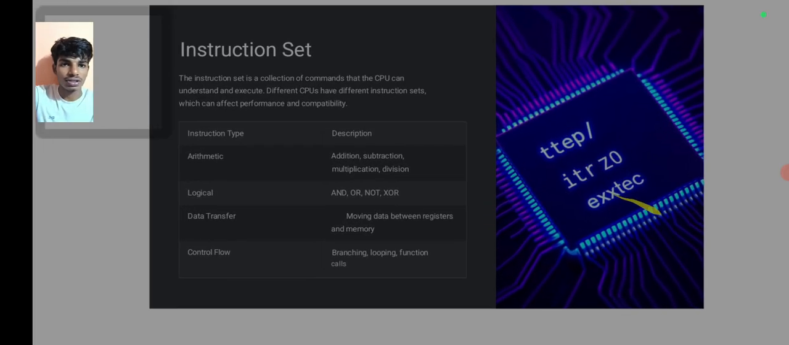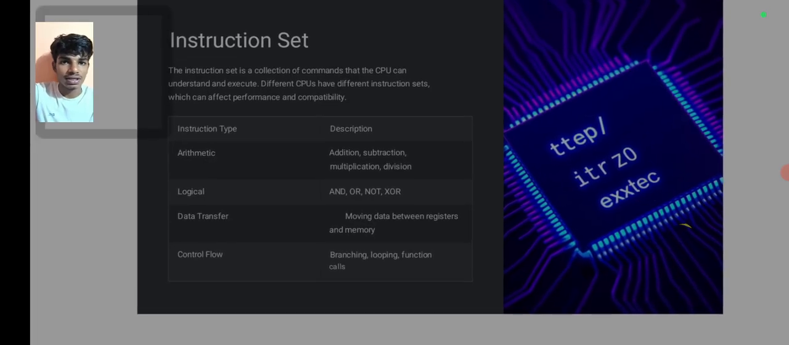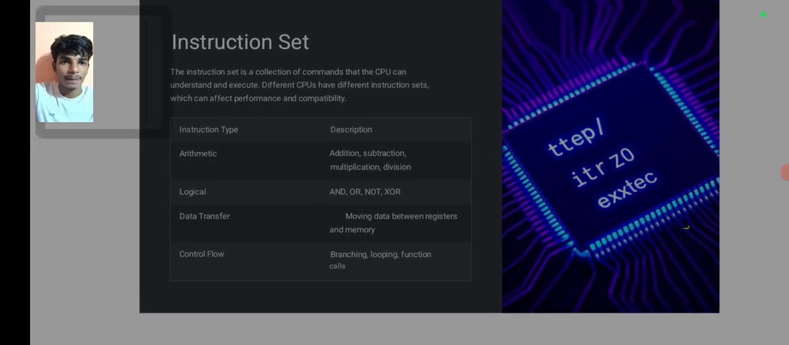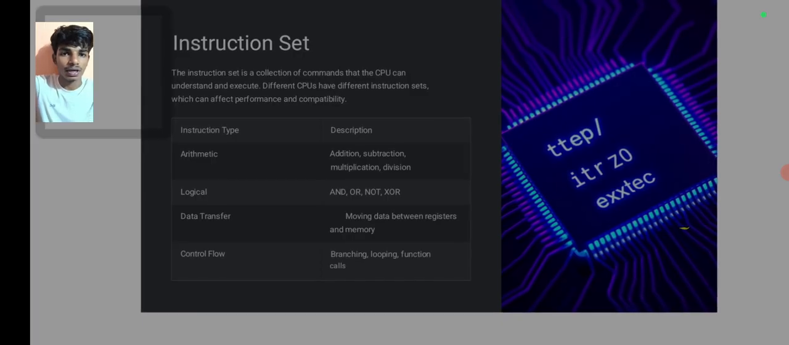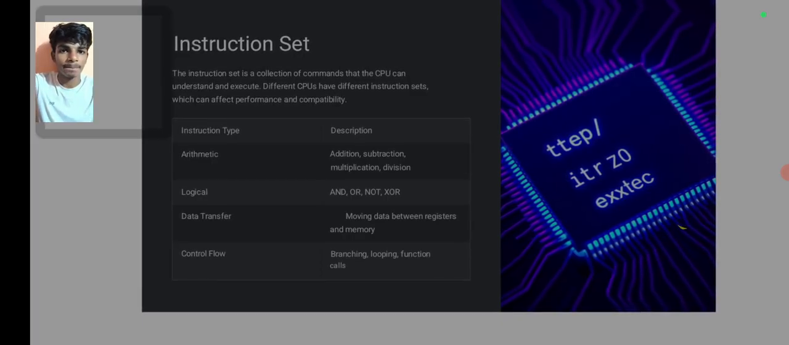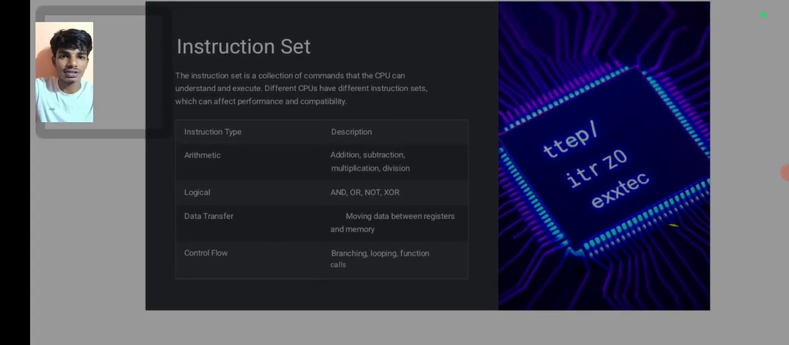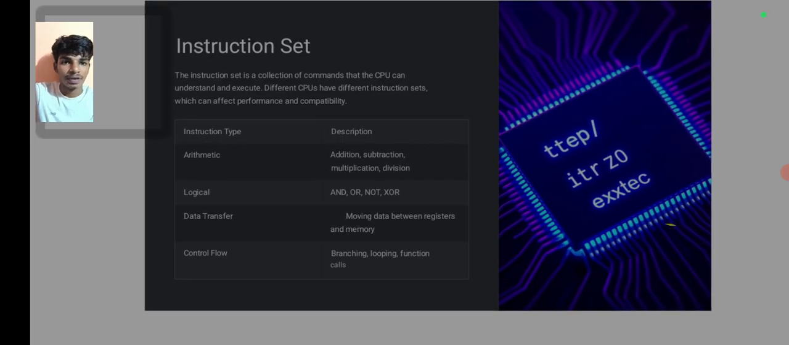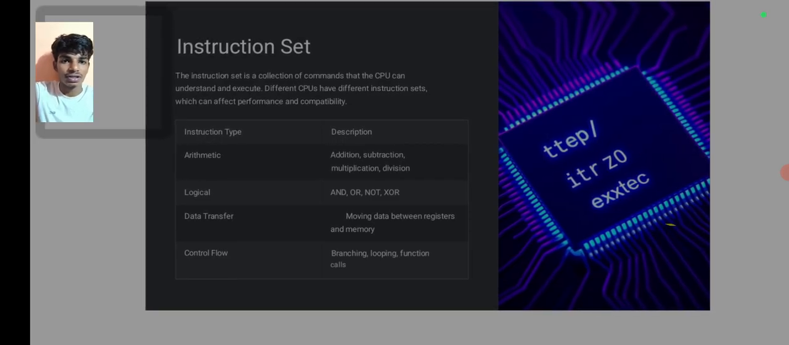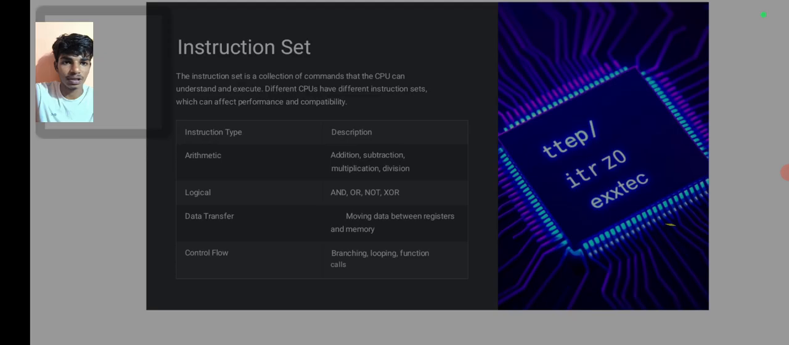Next we have the instruction set. The instruction set is a collection of commands that the CPU can understand and execute. Different CPUs have different instruction sets, which can affect performance and compatibility. In the slide we have an instruction type and a description. The instruction types are arithmetic, logic, data transfer and control flow. And the description for arithmetic is addition, subtraction, multiplication and division.